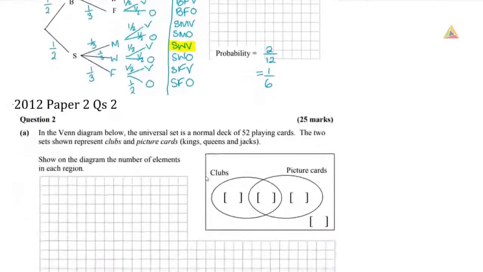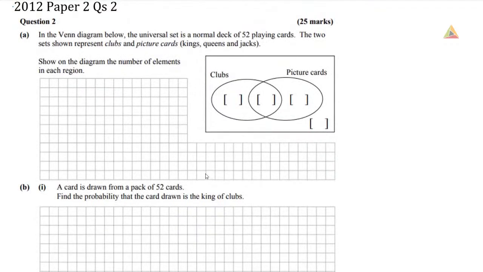And the last question we're going to look at is another question on a Venn diagram. So this is from 2012, paper 2, question 2.